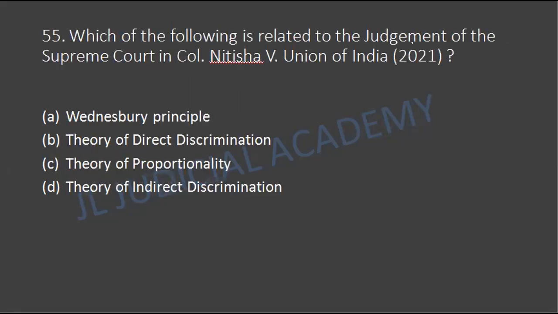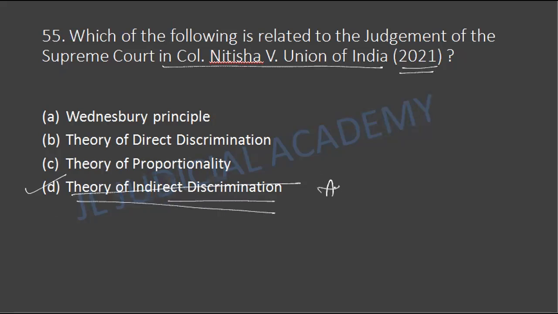Next, which of the following is related to the judgment of the Supreme Court in Colonel Nitisha versus Union of India, the 2021 judgment? D, theory of indirect discrimination. This also comes under Article 14.